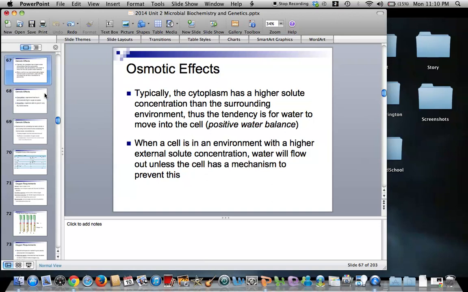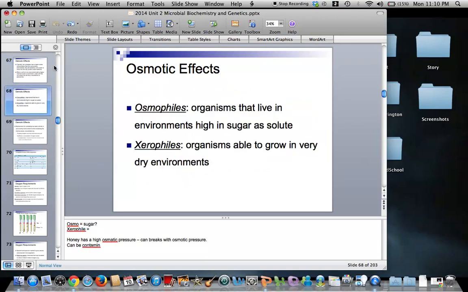Osmotic effects. Typically, the cytoplasm has a higher solute concentration than the surrounding environment, thus the tendency is for water to move into the cell. That makes sense. Positive water balance, so if it's positive, that means it's moving into the cell. When a cell is in an environment with more solute outside, water will flow out unless the cell prevents it somehow. Alright, osmophiles: organisms that live in environments high in sugar as solute. So these are constantly going to have water that moves out.